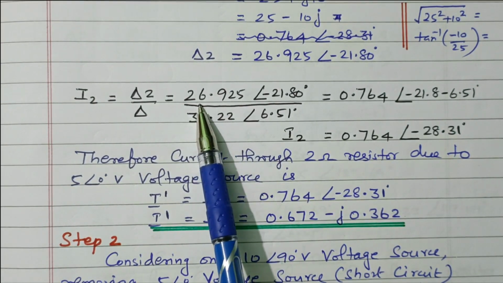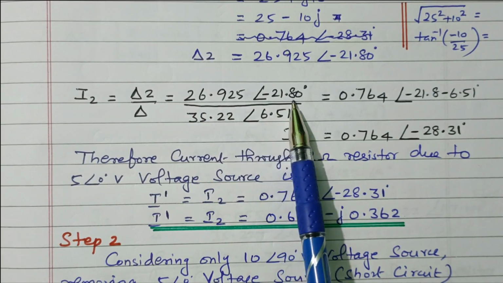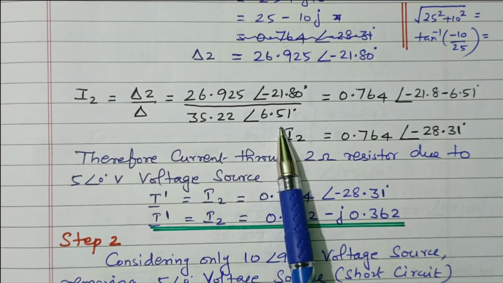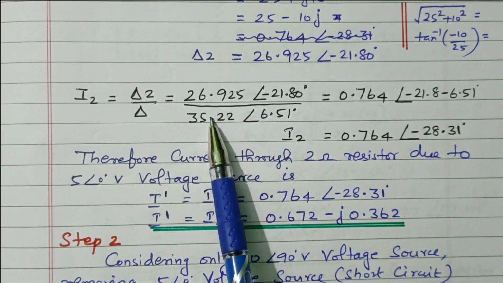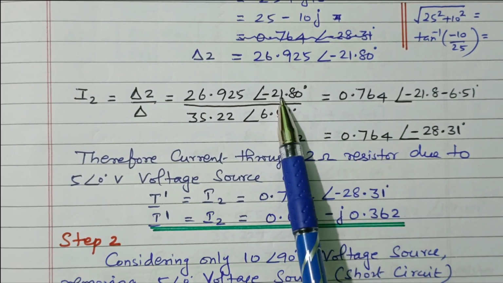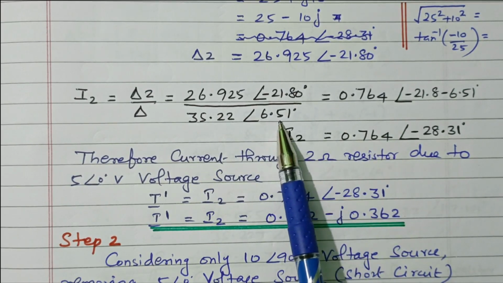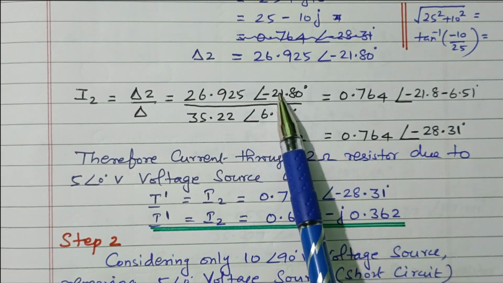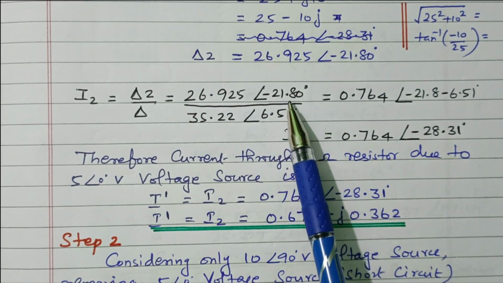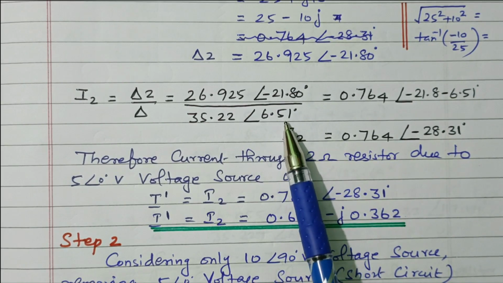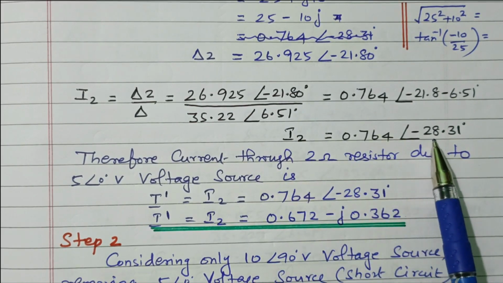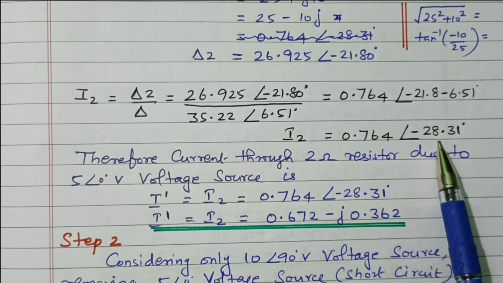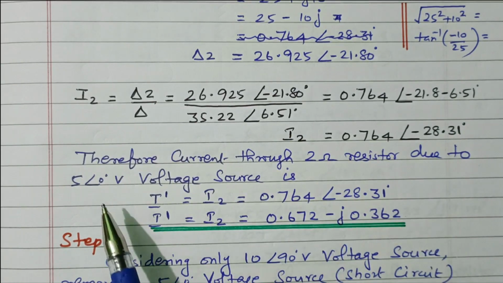So delta 2 is 26.925, angle of minus 21.8. Delta value is 35.22, angle of 6.51. So these two magnitudes are divided. 0.764. Angle we have to subtract. This angle is subtracted from this angle. Minus 21.8 minus 6.51. Multiplication means these two angles are added. Division means subtracted. That is the procedure. Right. So after subtraction what we got? Minus 28.31. 0.764 with an angle of minus 28.31. So this is the current.